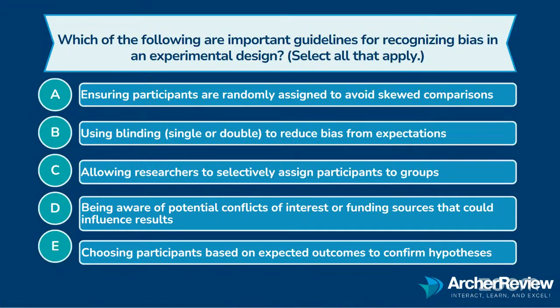All right. Which of the following are important guidelines for recognizing bias in an experimental design? Select all that apply.